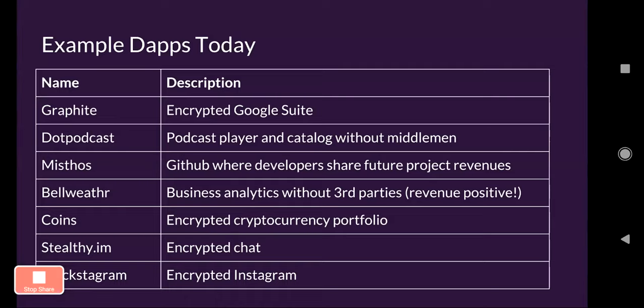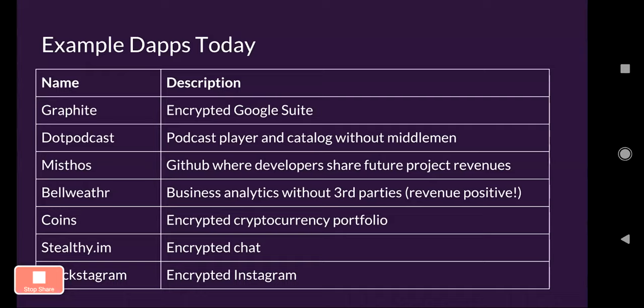We have Coins, which is an encrypted cryptocurrency portfolio app. If you have cryptocurrencies, you can upload your data to Coins. The data is kept private in Gaia because it's encrypted before it leaves your device, and it helps you keep track of your investments. There's also Stealthy.im, which is an end-to-end encrypted chat app, which also does pictures and images and text as well as Bitcoin.